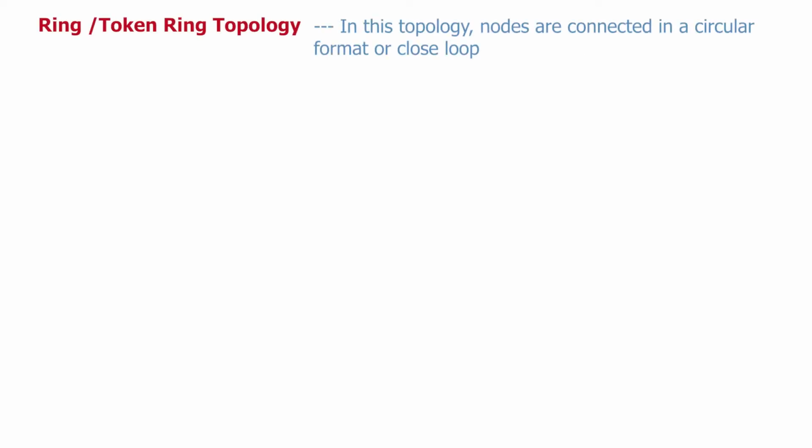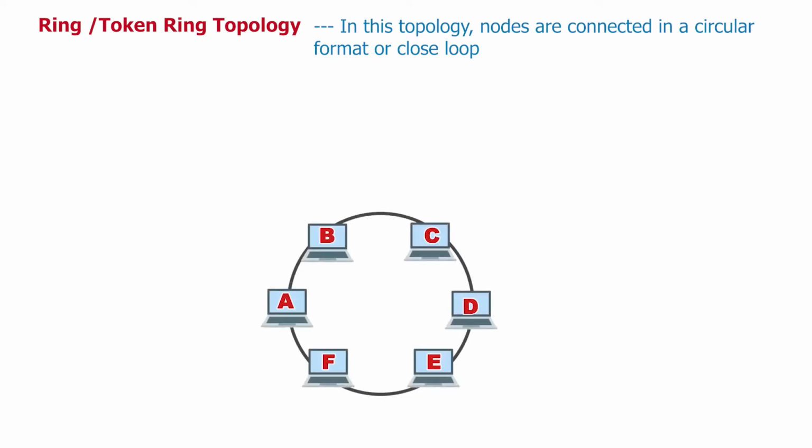The next type of topology we will look at is ring topology. In a ring topology, or token ring topology, computers are connected to each other in a circular format or a closed loop. This means every device in the network will have two neighbors. In this example, if host A sends packets to host F, the packet will travel through all the nodes in this network before it gets to the destination host F.